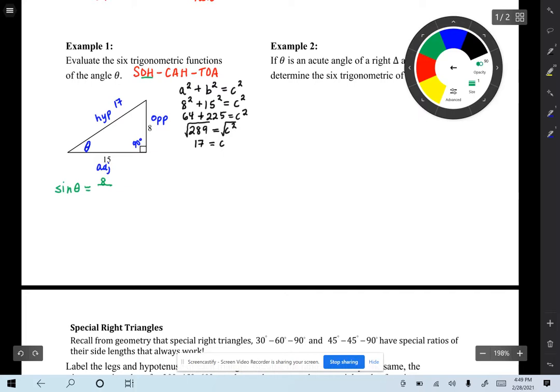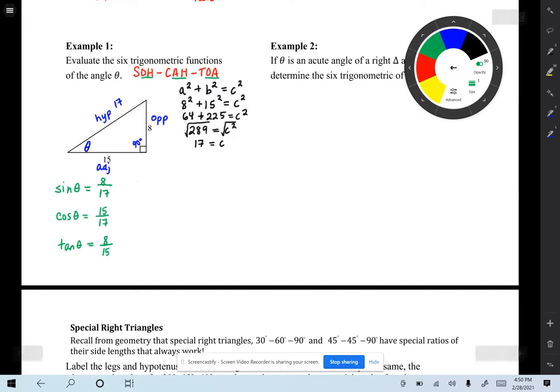Okay, so now I can finish the problem. So sine of theta is 8 over 17. Cosine of theta is adjacent over the hypotenuse. So adjacent leg is 15. The hypotenuse is 17. Tangent of theta is opposite over adjacent. So opposite side length is 8. Adjacent side length is 15. Reduce your fractions if you need to. You don't need to. And now for the reciprocals.